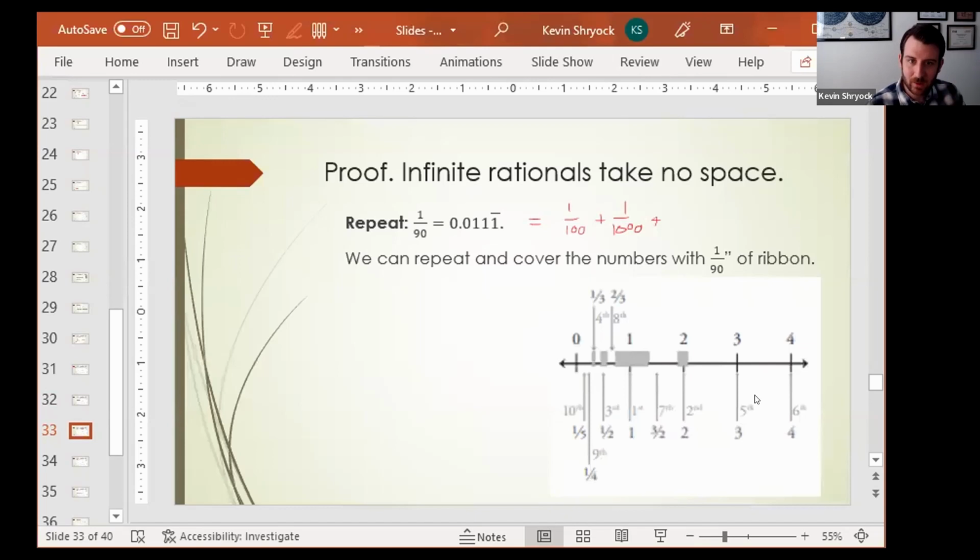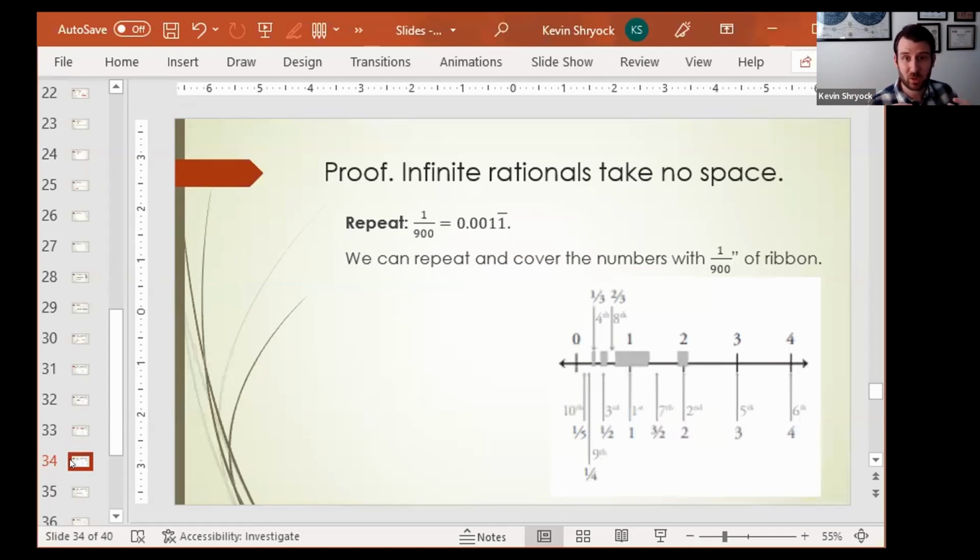Well, I can repeat this again, and I can cover it up with less ribbon. I can cover it up with a 900th of an inch of ribbon. So now I must be able to cover up all the fractions with less than that even. Well, I can repeat this game again and again and again. So that means the total size of the rationals must be some size that I can cover up with a 1/9 of an inch, a 90th of an inch, a 900th of an inch, and however small I want to go. Well, then that means it must be a size that can always be covered up by smaller.